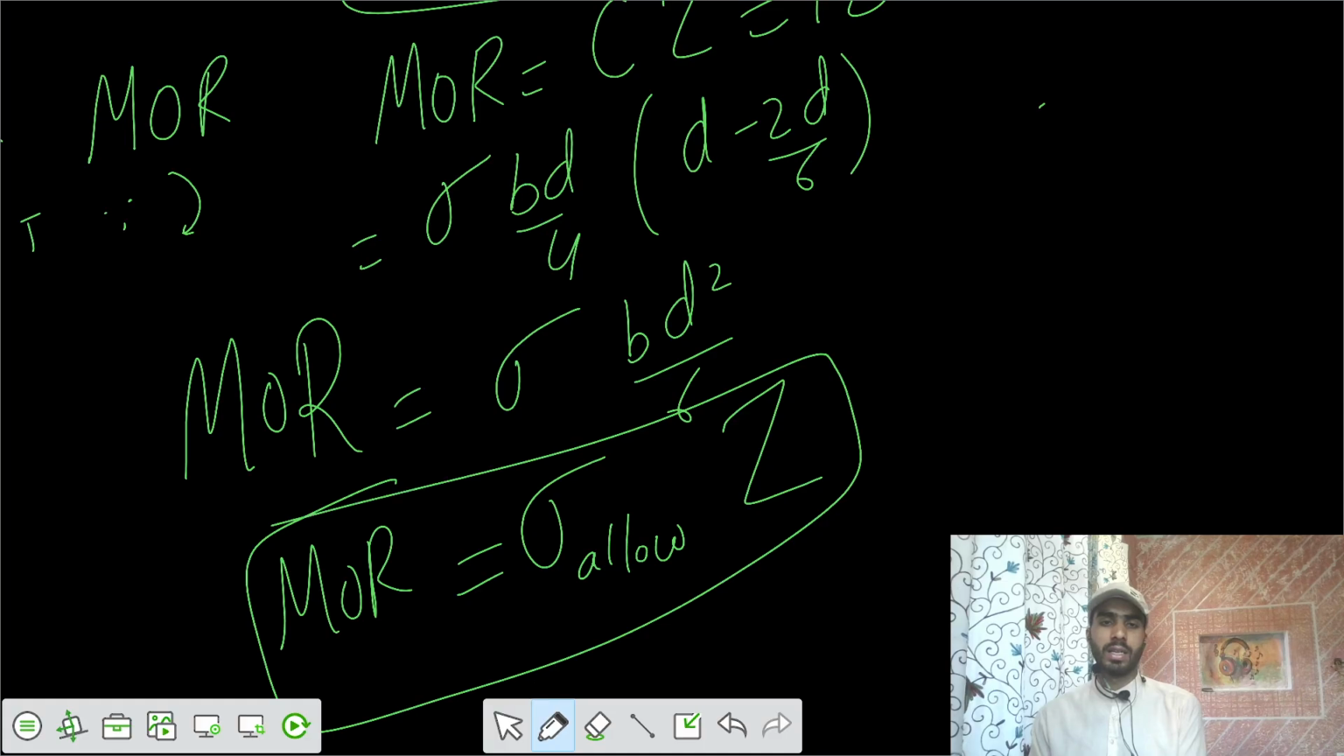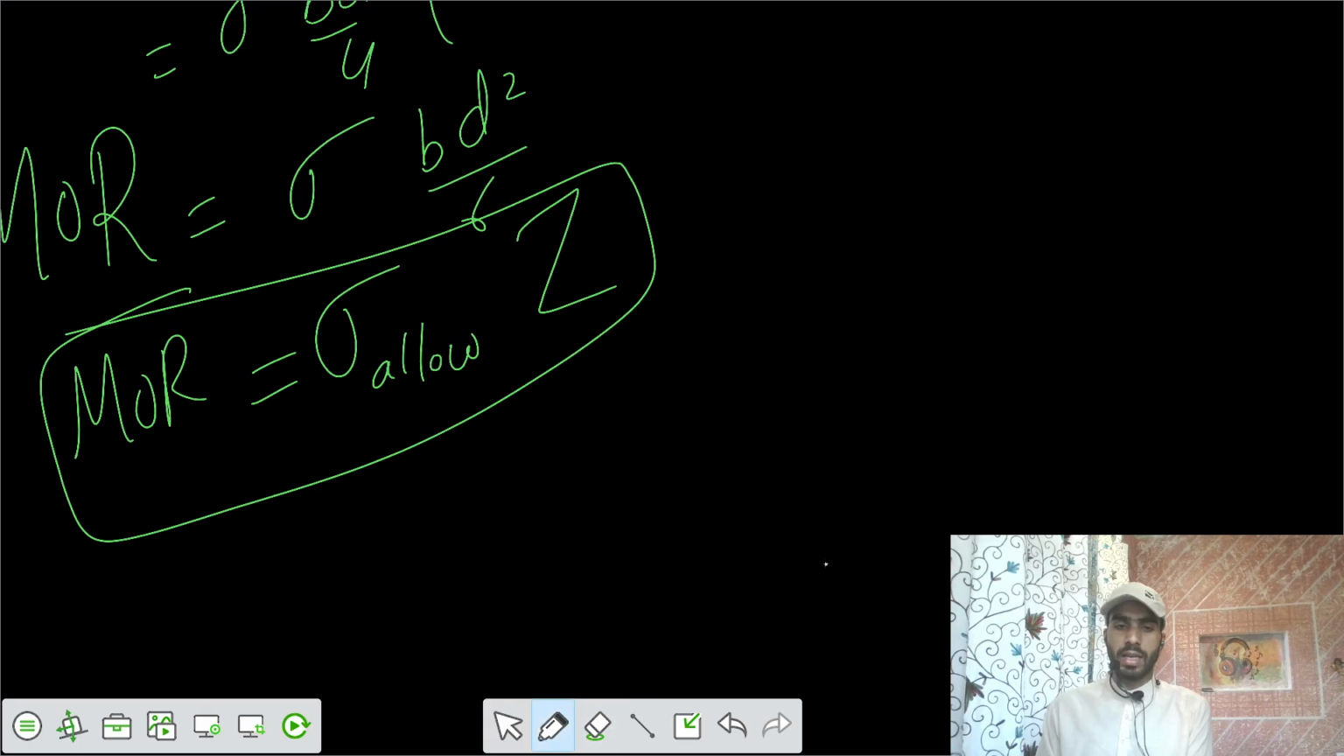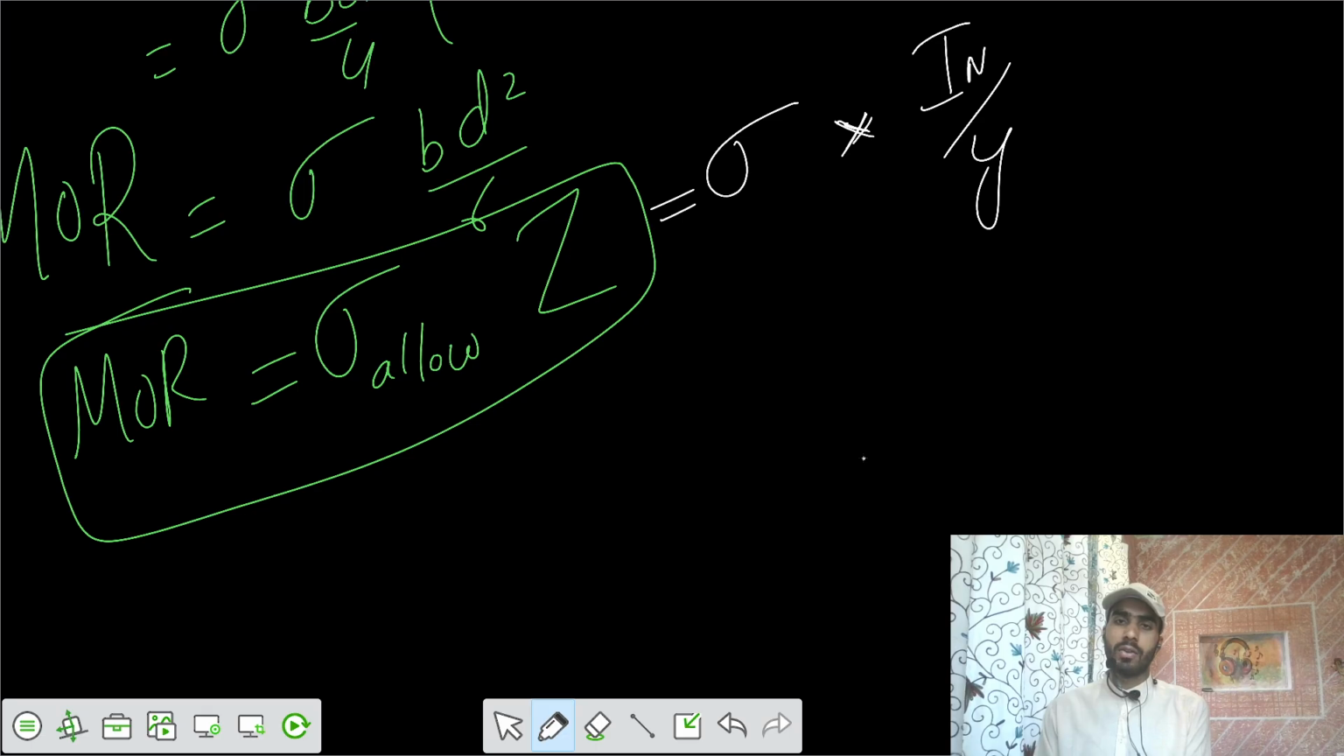MR equals sigma into Z, where Z is BD squared by 6. So we can say moment of resistance equals sigma allowable into Z, or simply sigma into Z. The value of Z is I by Y, that is I about the neutral axis divided by Y max. We are left with this one also.